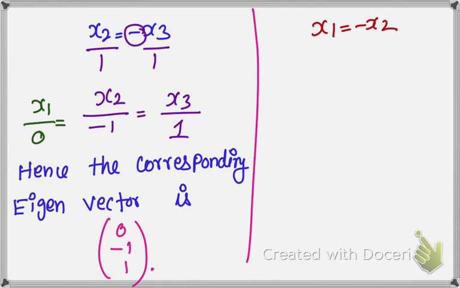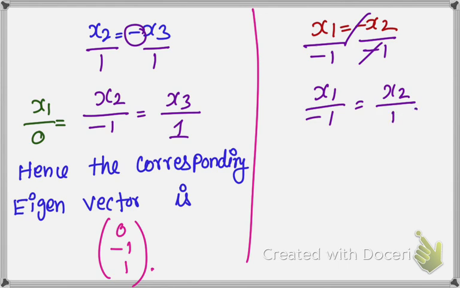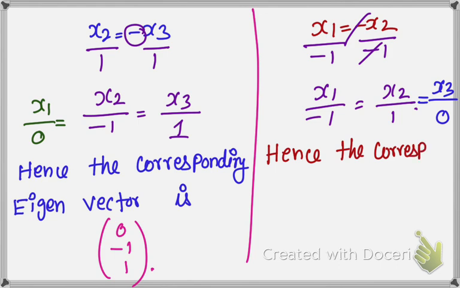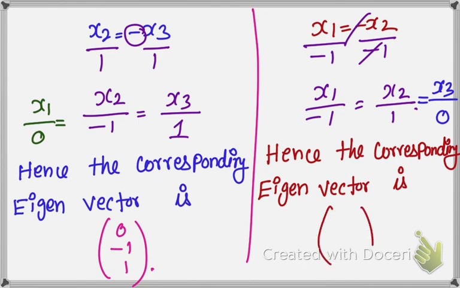Now you divide by minus 1 on both sides. Now minus minus cancel. This side you get x1 by minus 1 equal to x2 by plus 1. Here x3 is not there, so you can assume that the x3 denominator is 0. Therefore we have found another equation. So another eigenvector, hence the corresponding eigenvector is, your answers are minus 1, 1 and 0. Therefore we found three eigenvalues and vectors.